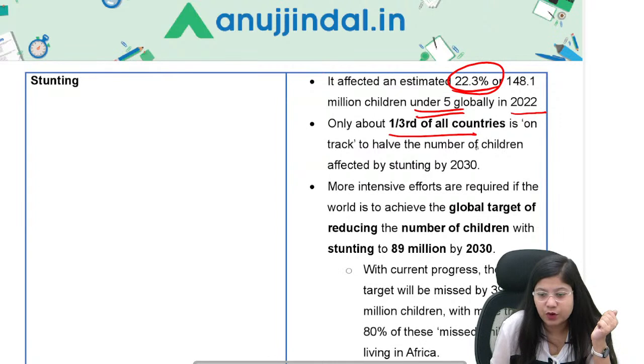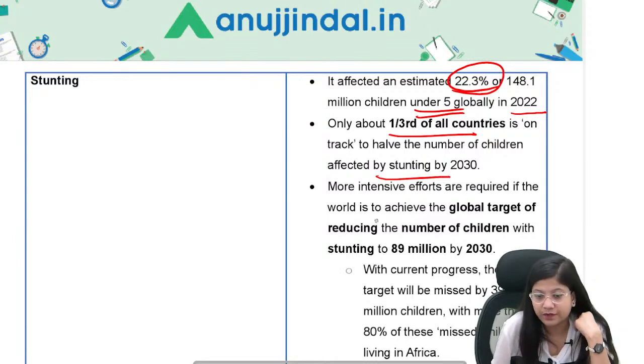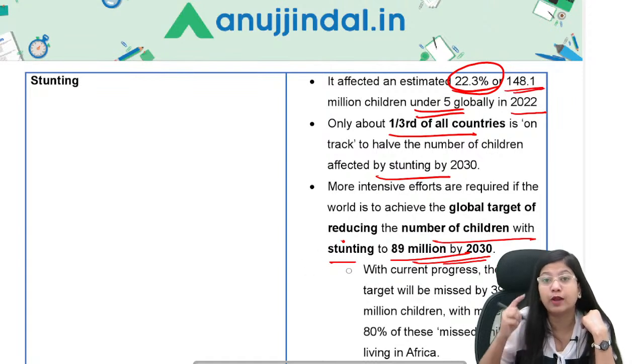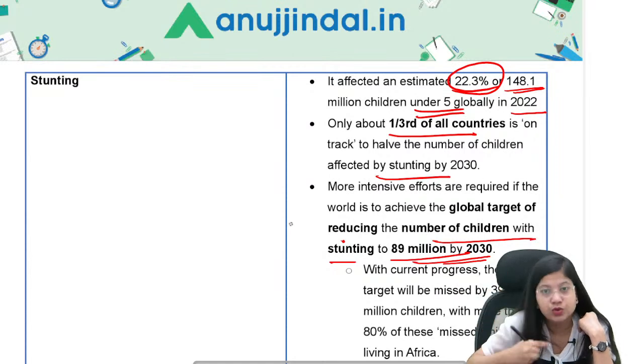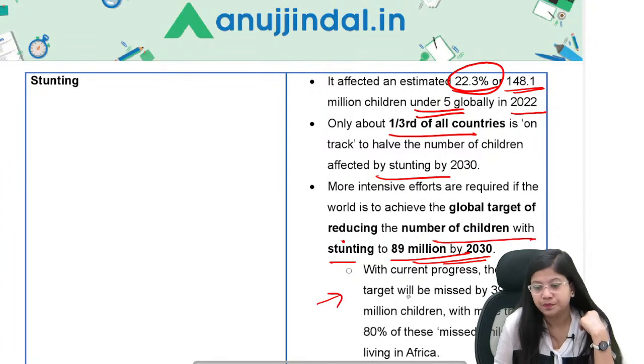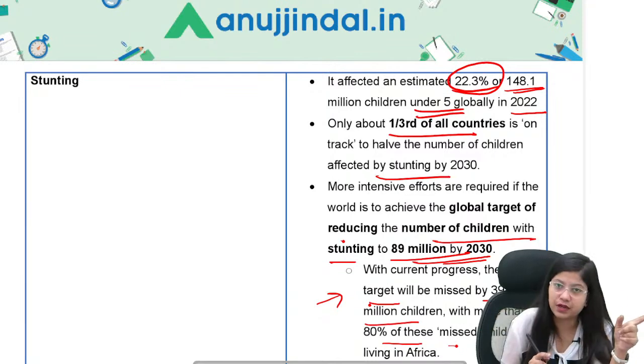Only about one third of all countries is on track to achieve the target on stunting. Most intensive efforts are required if the world wants to achieve the global target of reducing the number of children with stunting to 89 million by 2030. And what is the number in 2022? 148 million. Okay, so there is a huge reduction which we are aiming for as a world. With the current progress, the 2030 target will be missed by 39.5 million children, with more than 80% of these missed children from Africa.